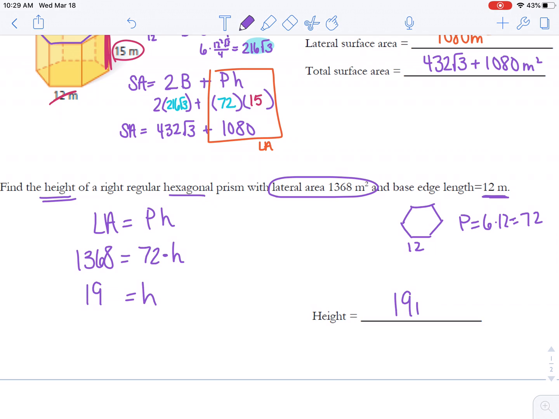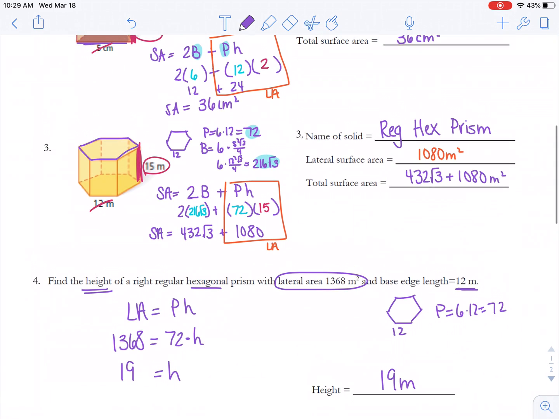So 19 meters. All right, guys, hope that makes sense. Again, let us know if you have any questions.